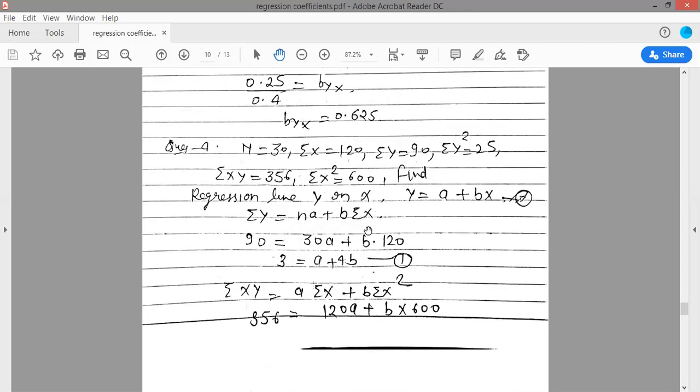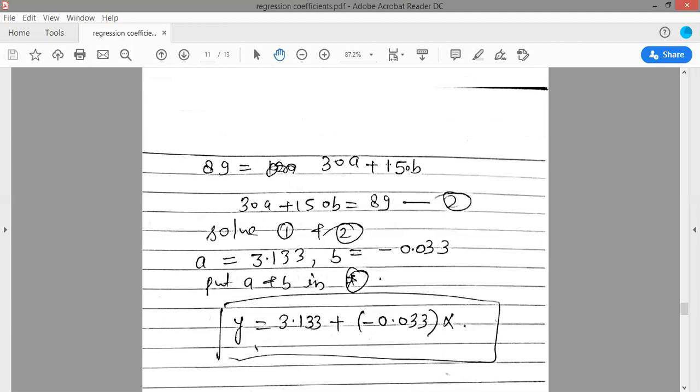Now there is another example. N is equal to 30, summation x is equal to 120. Data is given and we need to find the regression line y on x. So y on x regression line means y is equal to a plus bx. Suppose data is given like x is equal to 1, 2, 3, y is equal to 1, 2, 3. Then you can also apply the least square method, right? But here the data is not given, so no, you cannot calculate. If sufficient things are given, then you can calculate by using this method.